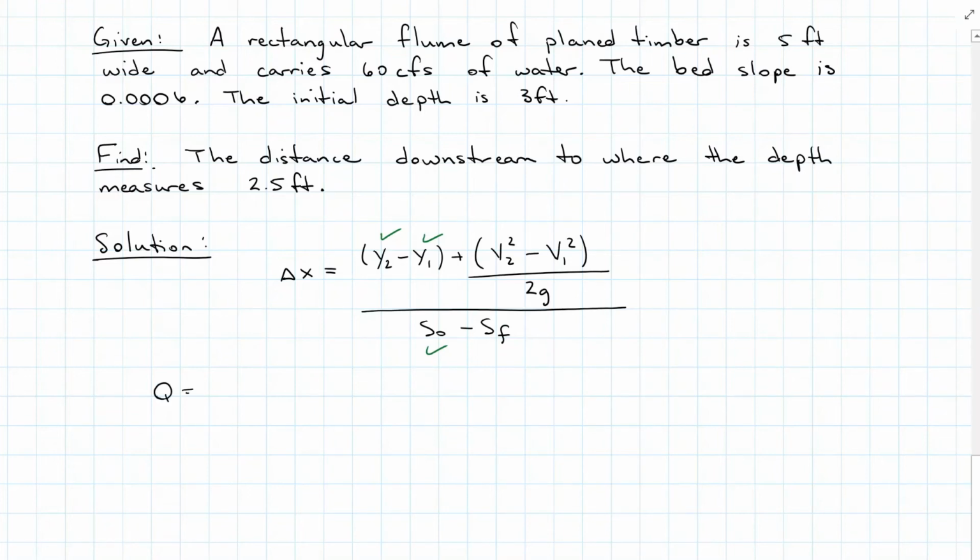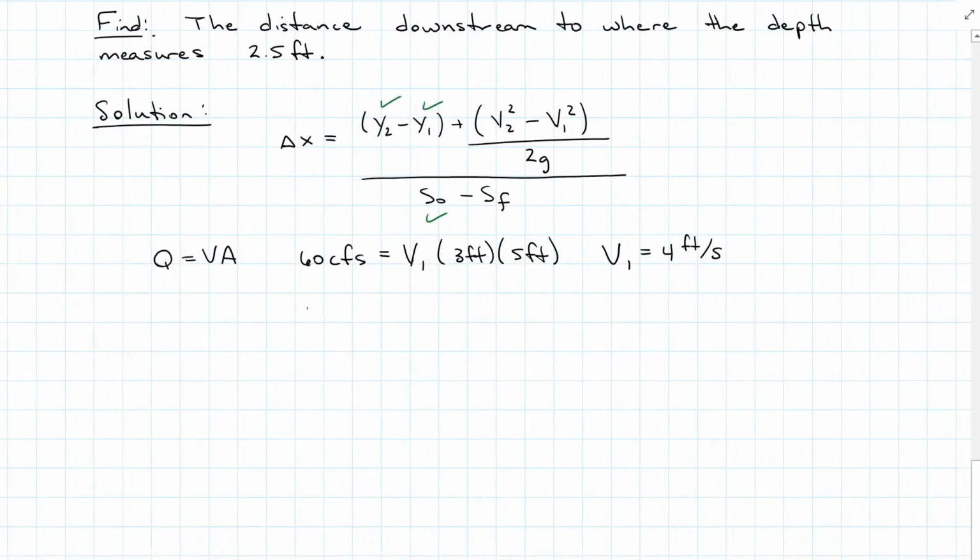Q is equal to VA, so we have 60 cubic feet per second is equal to velocity 1 times 3 feet by 5 feet. So velocity 1 is going to equal 4 feet per second. And velocity 2 is going to be that new depth, 2.5 feet times 5 feet. And we're going to speed up a tiny bit at 4.8 feet per second.